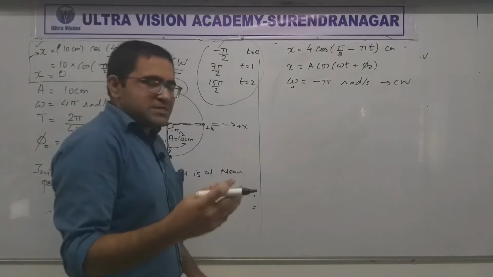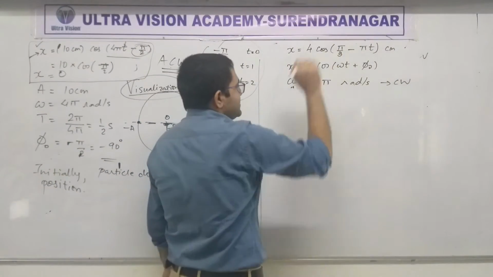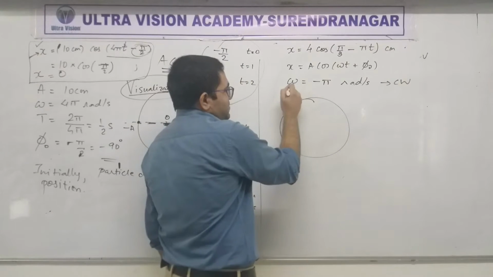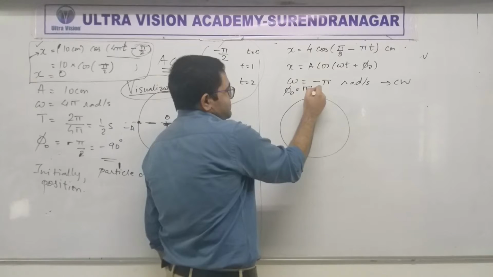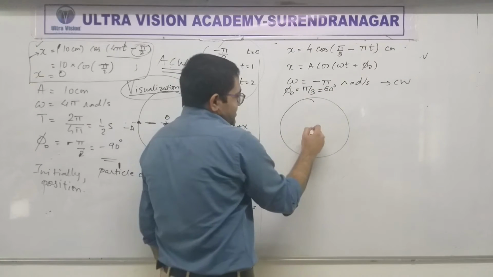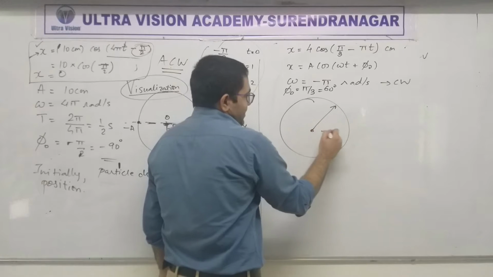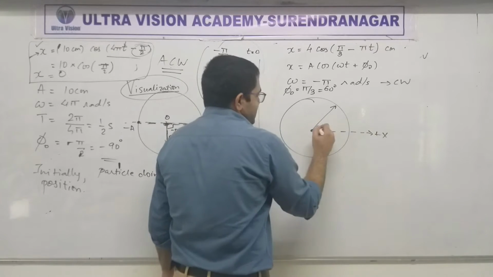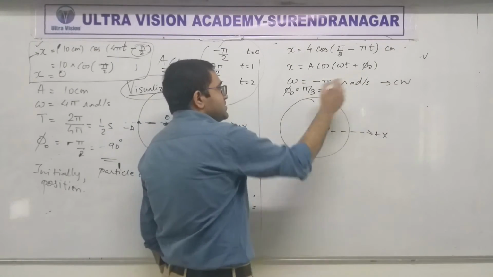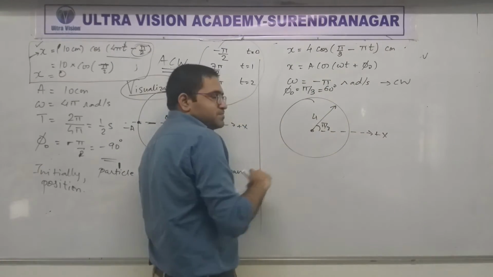There is another way to see this. Have a look at this. Suppose I draw initial position. Initial means phi 0 how much? Everyone realizes pi by 3, correct? 60 degree. So initially the phasor would be here, at 60 degree or pi by 3 with the positive x-axis. Clear? This amplitude being 4.